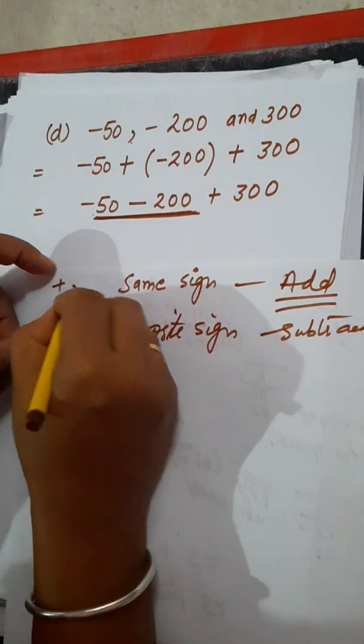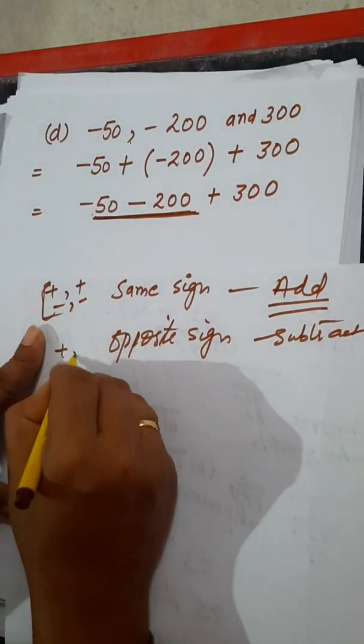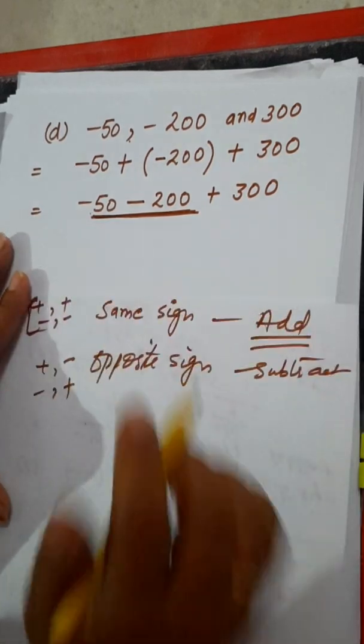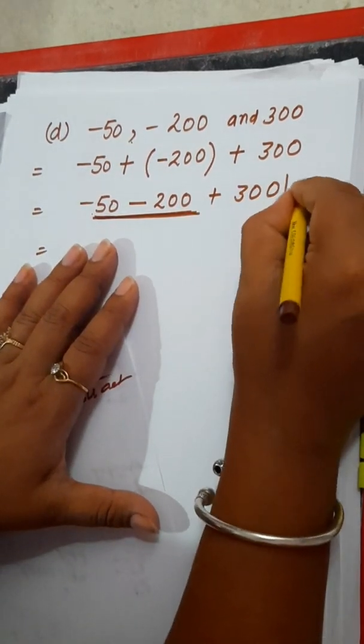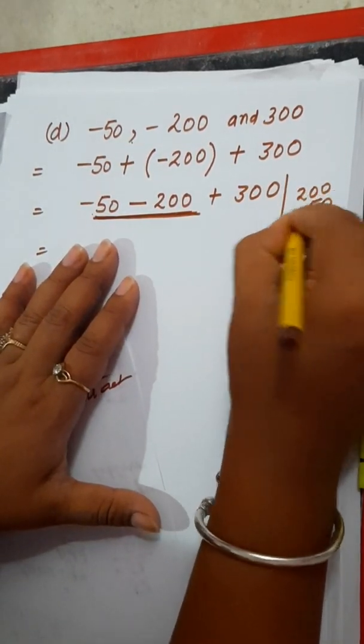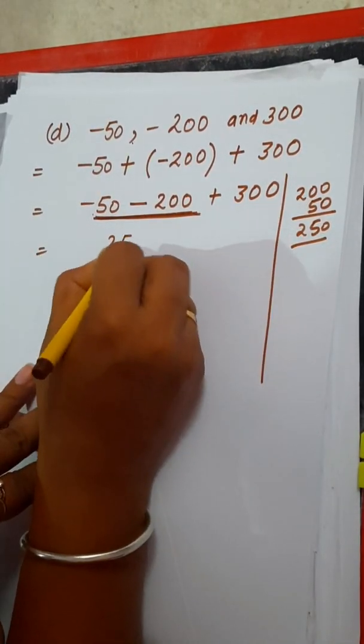Same sign, like plus, plus, minus, minus, both have the same sign. Opposite sign: plus, minus, minus, plus. So I will add this. Just add the rough side, that is 200 plus 50. So you will get 250. When I add both, I will get 250.